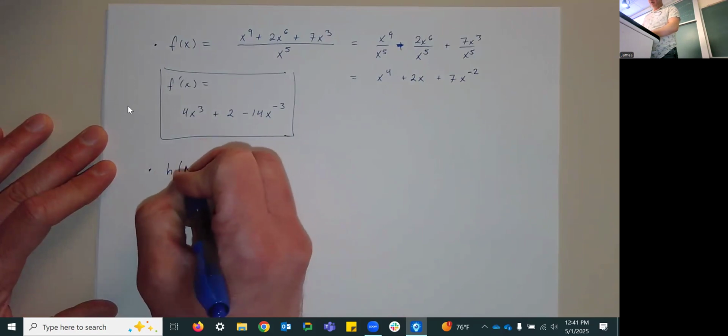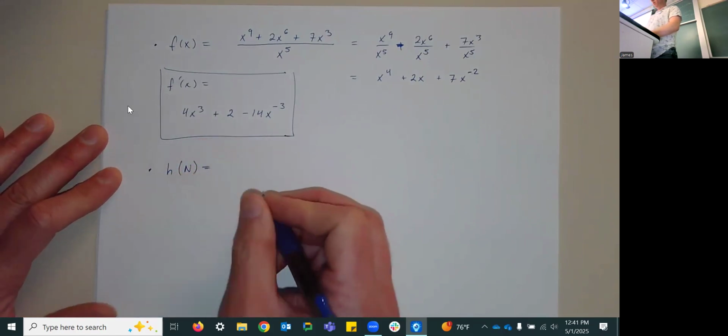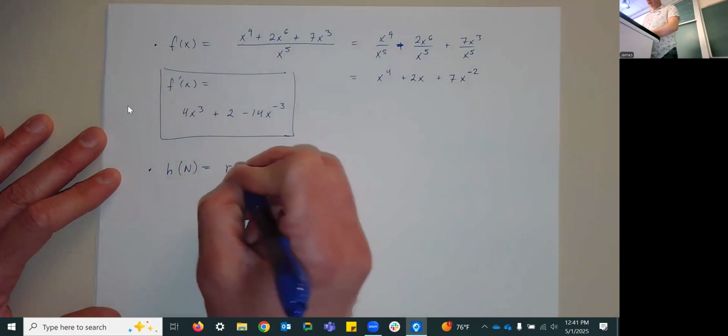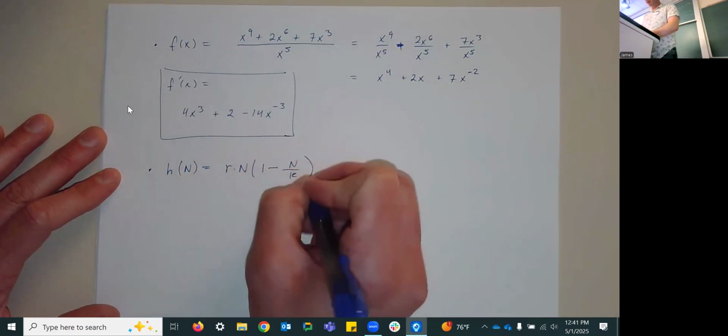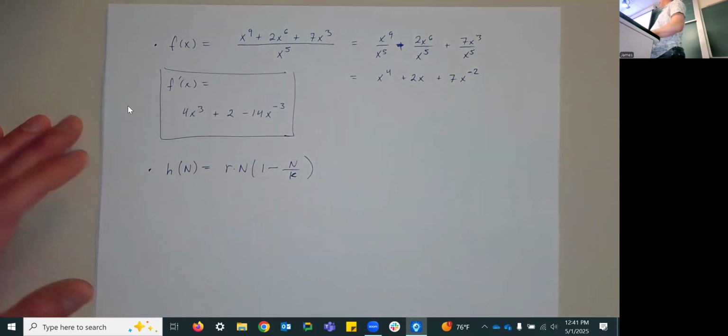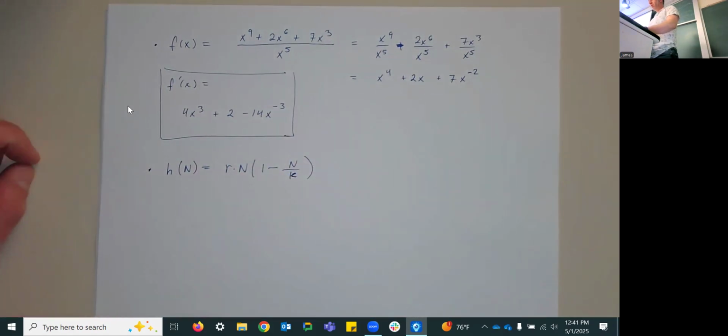H of capital N is equal to, this is going to be a little bit annoying, r times n times 1 minus n over k. And I'm not just making this up. This is actually a function you will see later on. Okay, important question here. If I'm going to take the derivative, what's my variable?